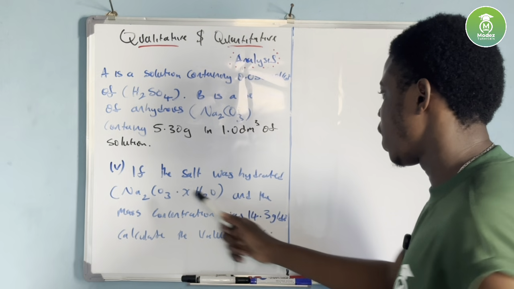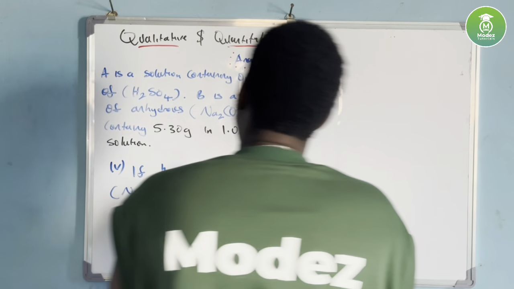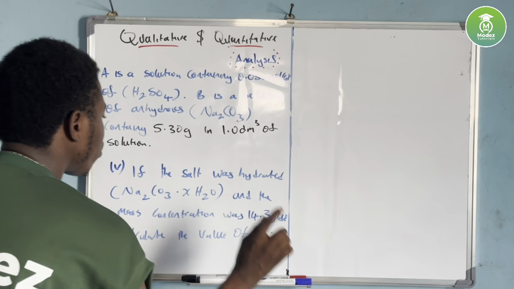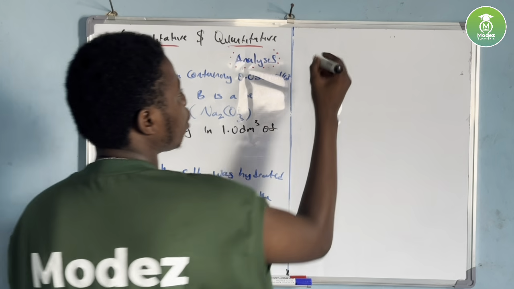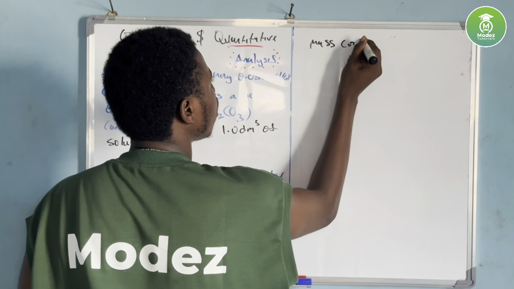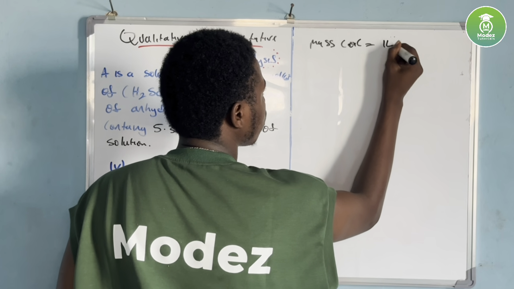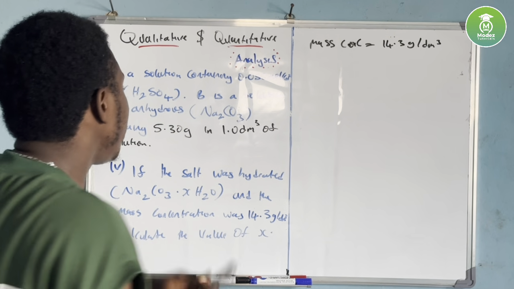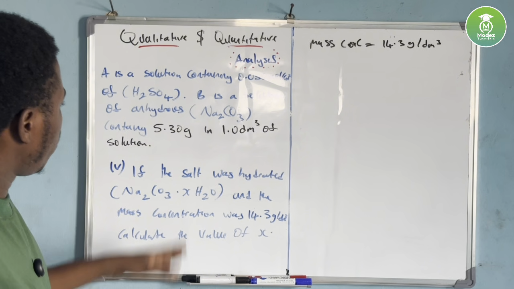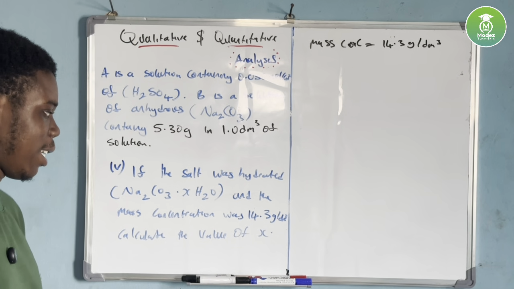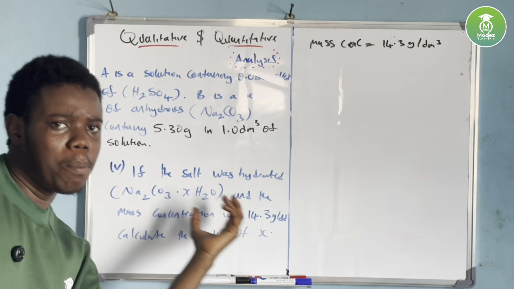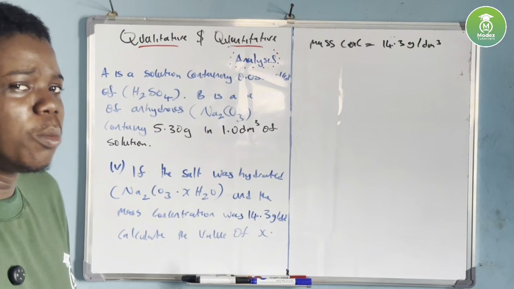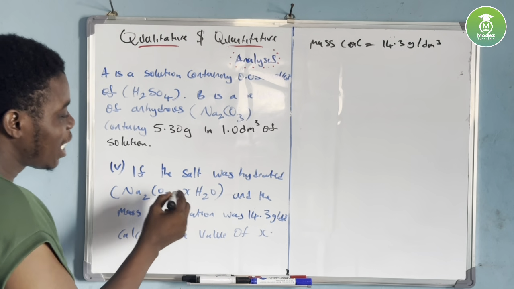We are still on titration, and this is the final question that I've just written. If the salt, which is B, was hydrated and the mass concentration was 14.3 gram per dm cube, calculate the value of x. We are looking for x, but they already gave us the mass concentration. Don't forget that with the mass concentration, you can get the molar mass. And once you can get the molar mass, you can easily get x.